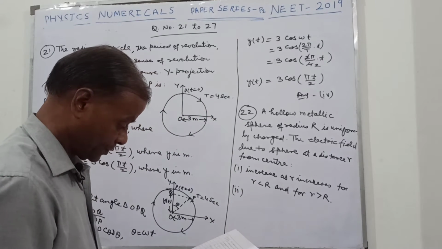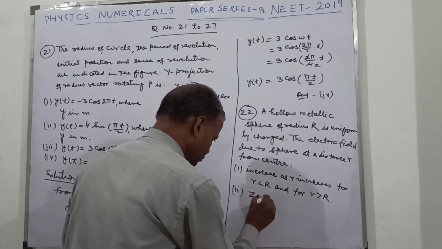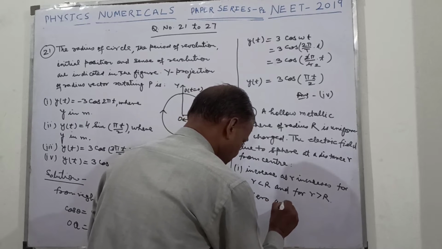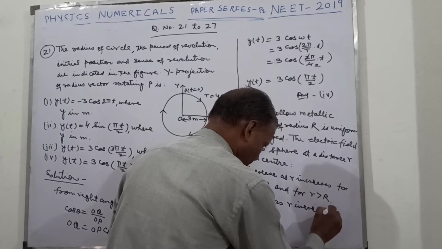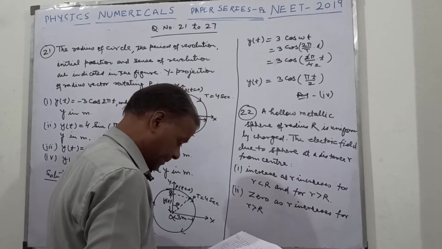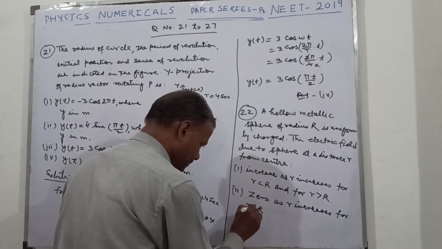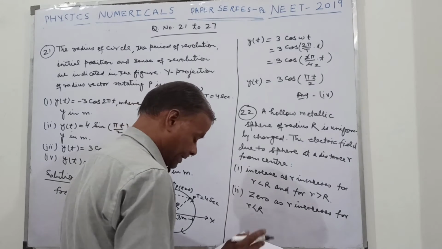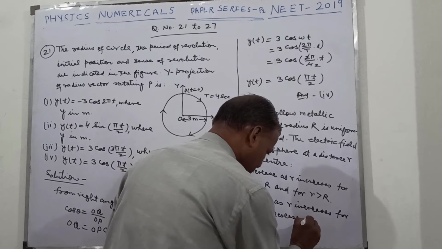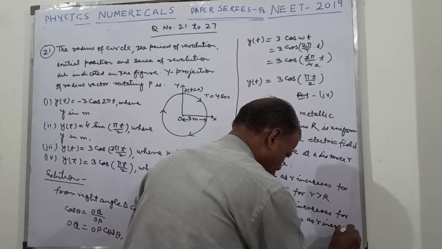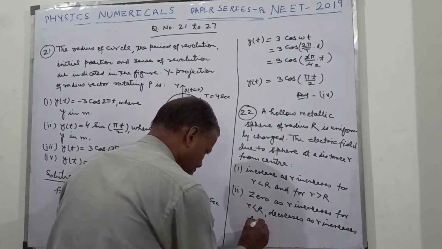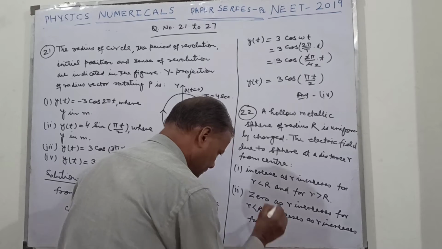Now second option, 0 as r increases for r less than capital R, decreases as r increases for r greater than capital R. This is now second option.